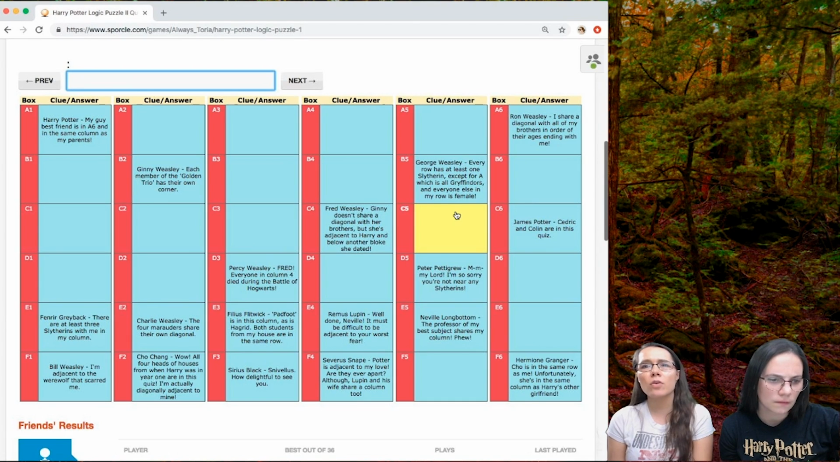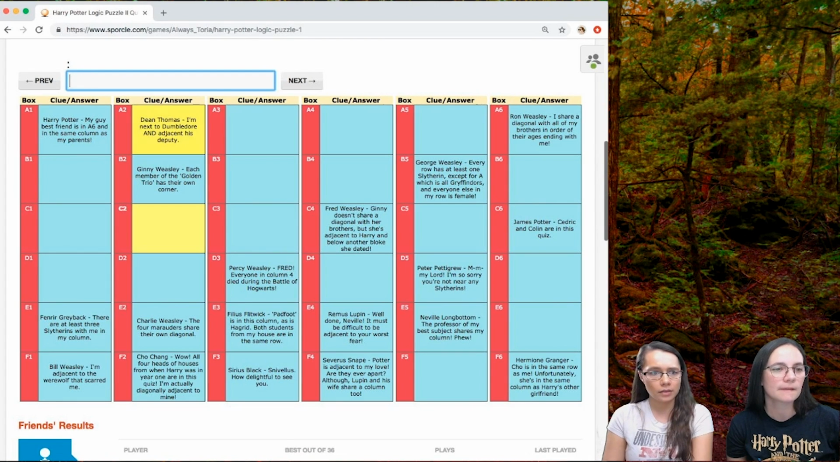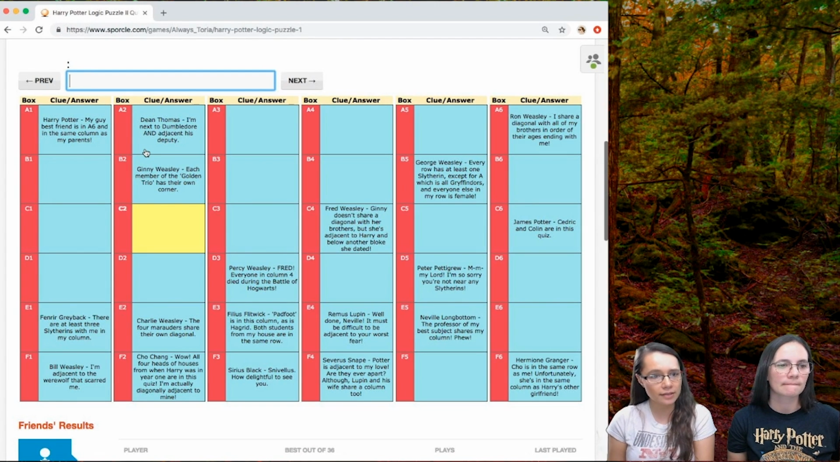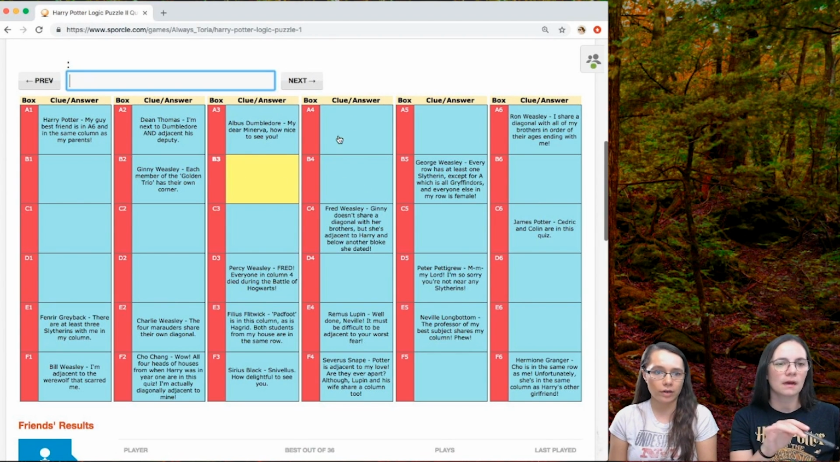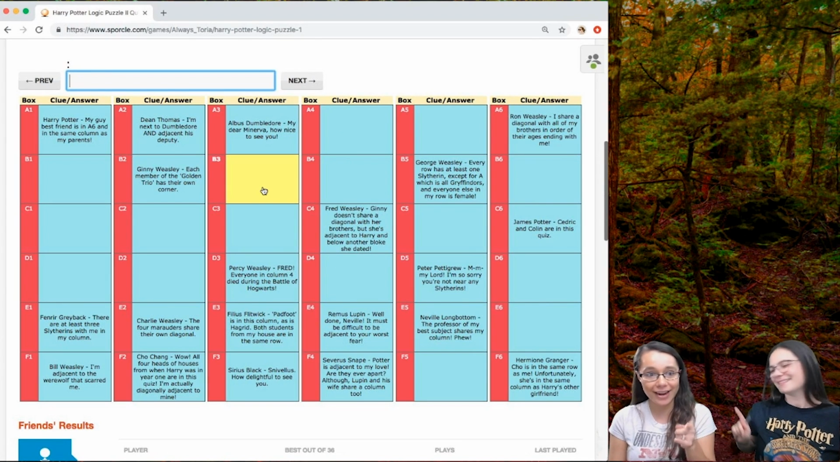Marauders. Was Michael Corner a Gryffindor? Or he was a Ravenclaw, right? Oh yeah. Okay. So then that means that A2 has to be Dean. Good. I'm next to Dumbledore and adjacent to his deputy. So that means Dumbledore's here. That's the only way he could be next to him. My dear Minerva, how nice to see you. So that puts her in one of these. But she didn't die, and all these are people who died. So she's there. Good.